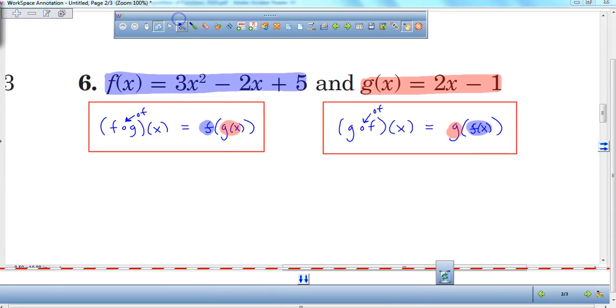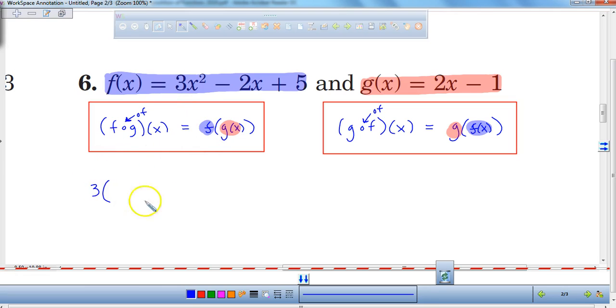So here we go. Let's start with this one. That says f of g of x. So here I'm going to put a 3. I'm going to open up a big fat parentheses, put minus 2, open parentheses, plus 5. And inside of the parentheses, I'm going to put 2x minus 1.